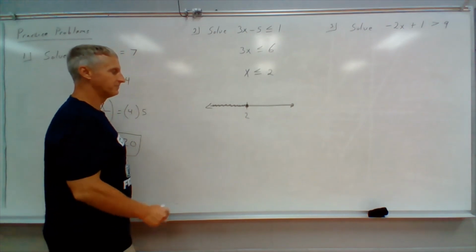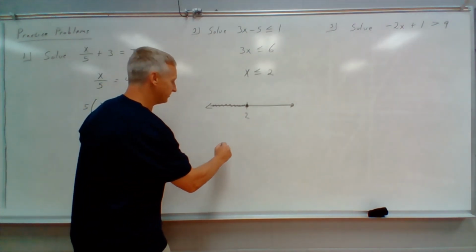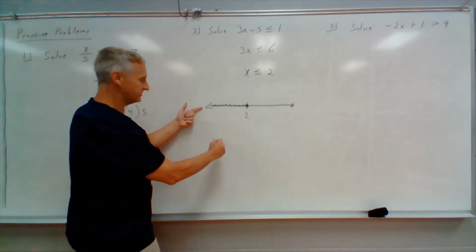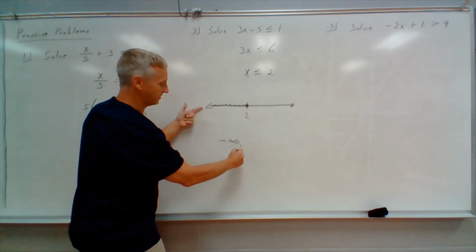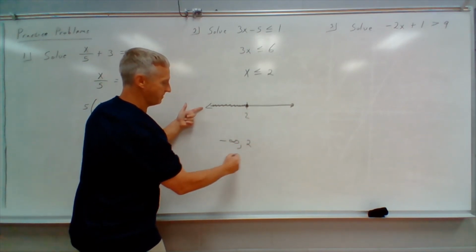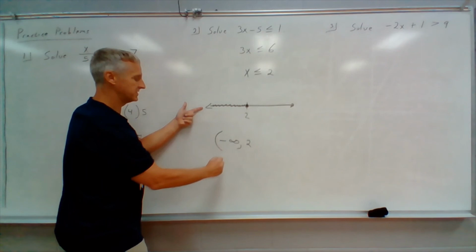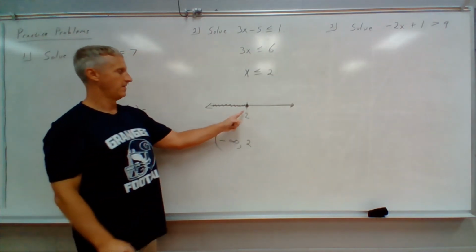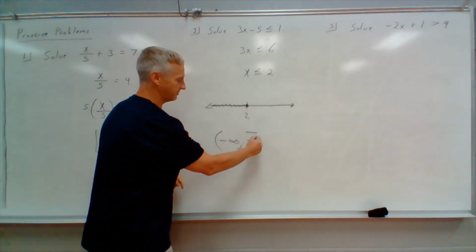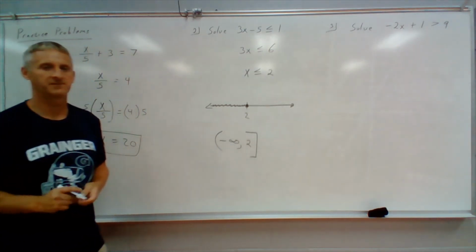So that's right. All right, let's write this in interval notation. So I want all the numbers from negative infinity all the way to 2. Infinities always have an open parenthesis. The 2 is included, so I'm going to use a square bracket.